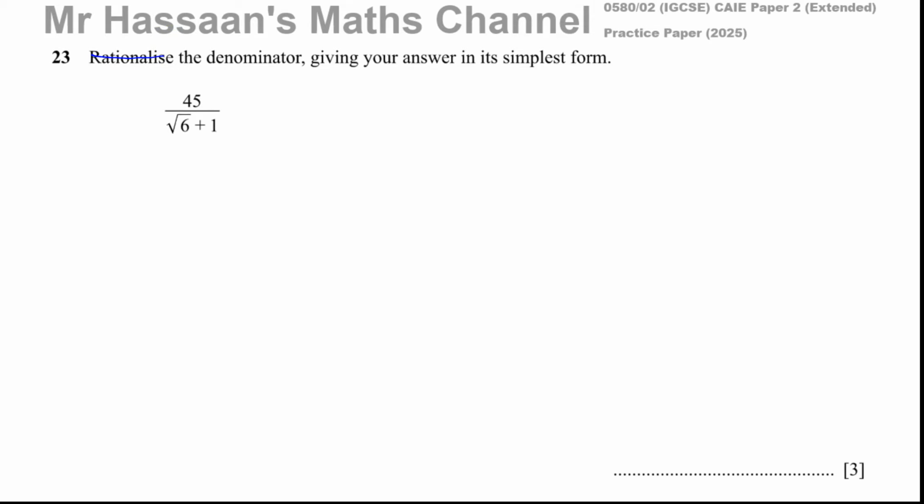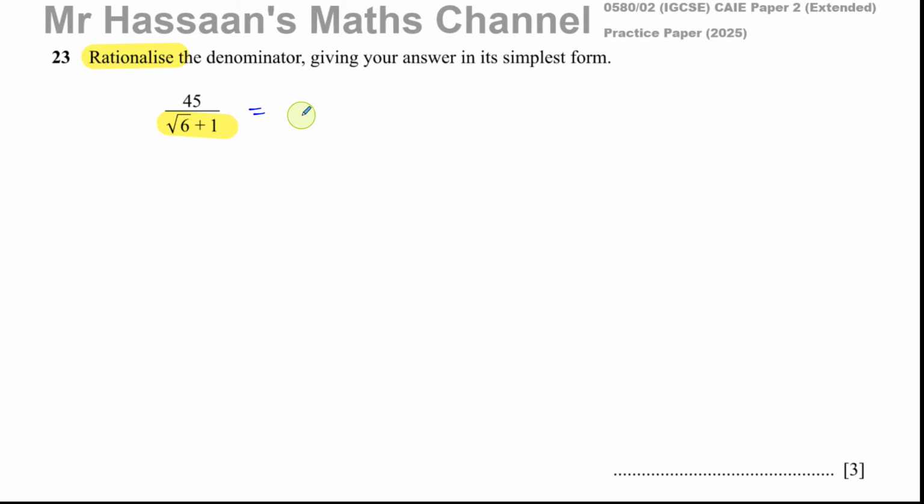Rationalize the denominator. Now, when you rationalize the denominator, you want to make the denominator into a rational number. So in order to make the denominator a rational number, you have to get rid of any square roots, because a rational number has no square roots of non-square numbers associated with it. So this has a square root of a non-square number, so it's considered irrational. We have to rationalize it.